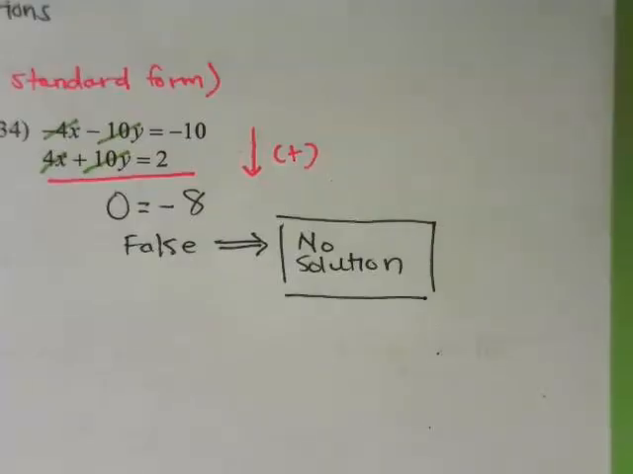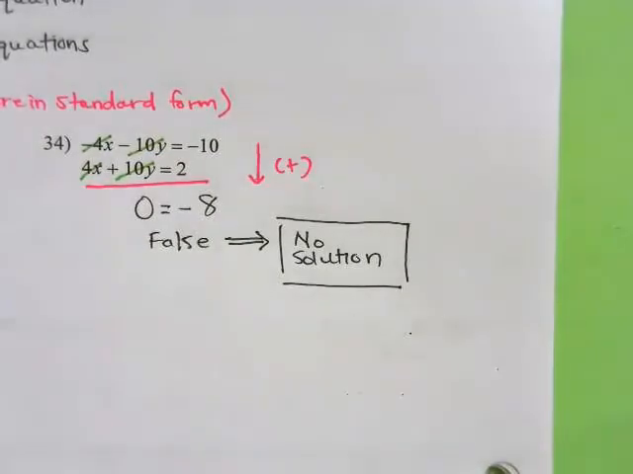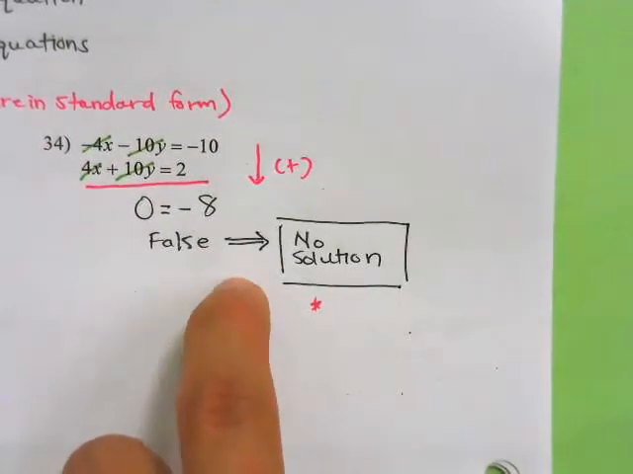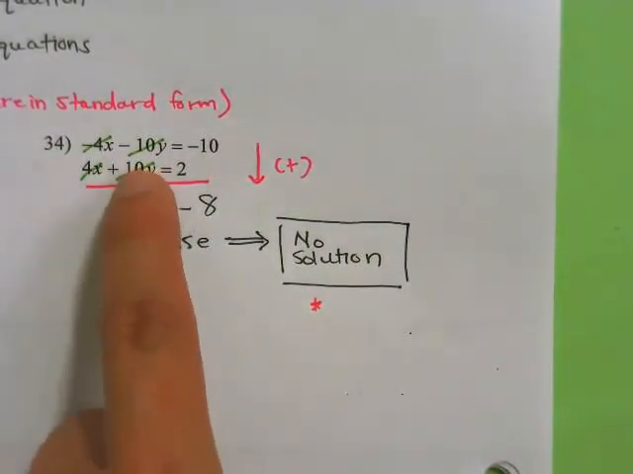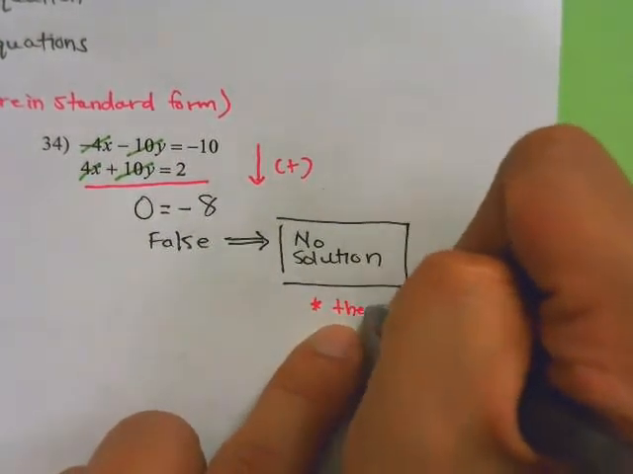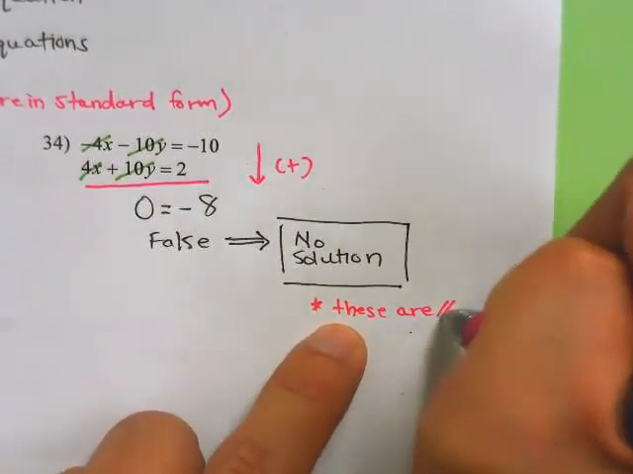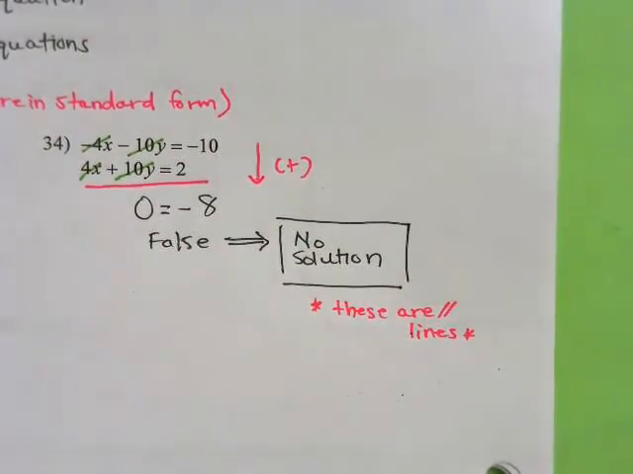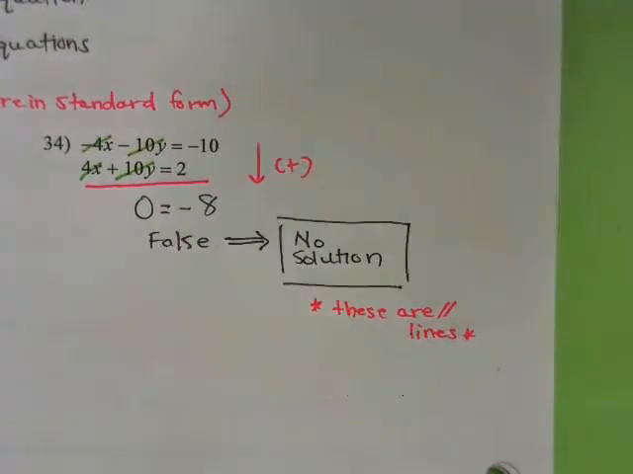And let's put a side note over here, and then we're done with part 1. If we have no solution, these two lines, what do they look like, or what are they? They are parallel lines. Very good. So if we were to graph them, these are parallel lines. They're not intersecting at all.